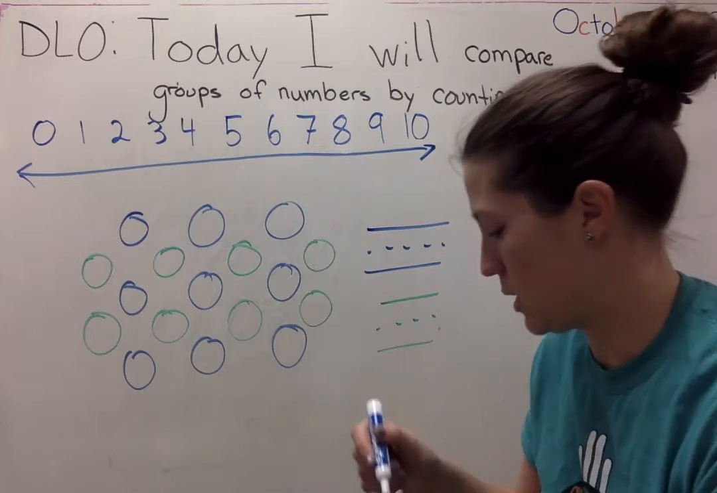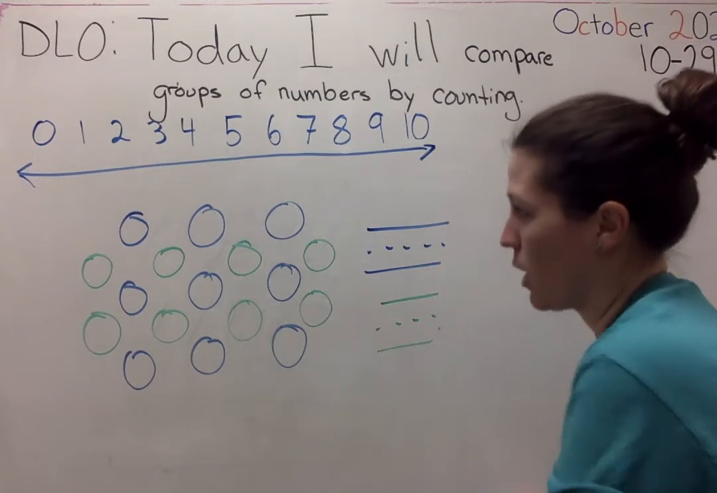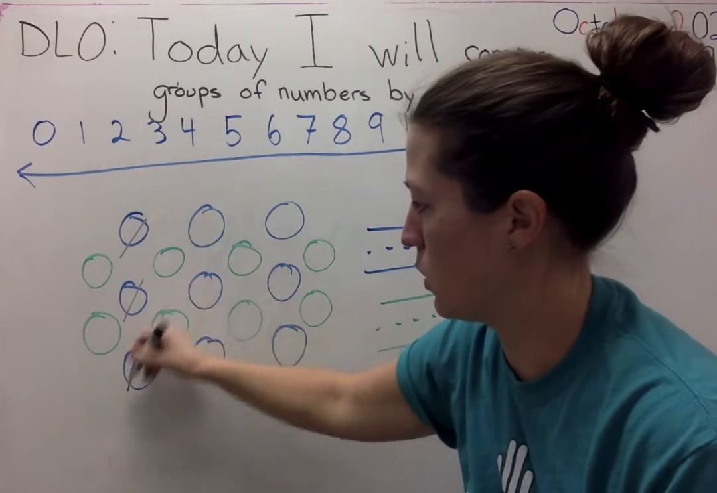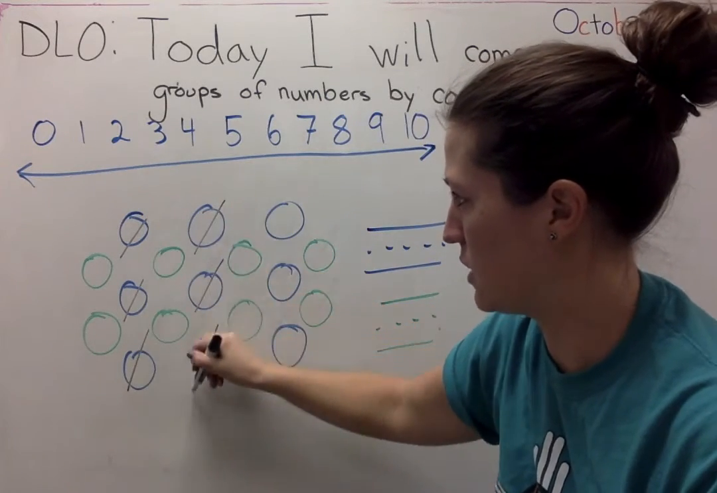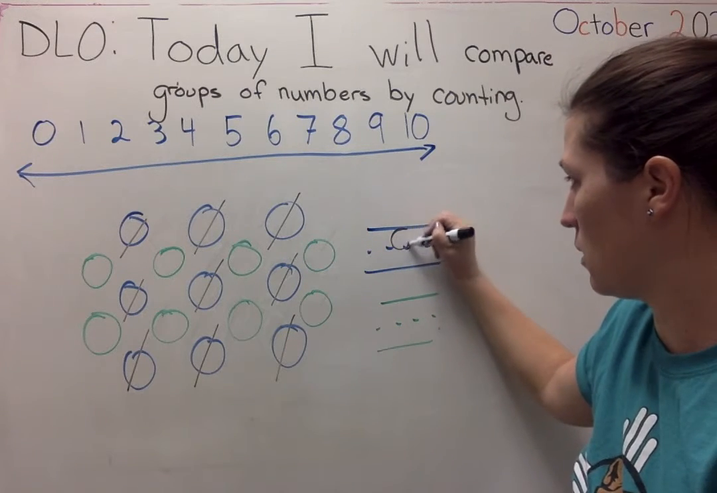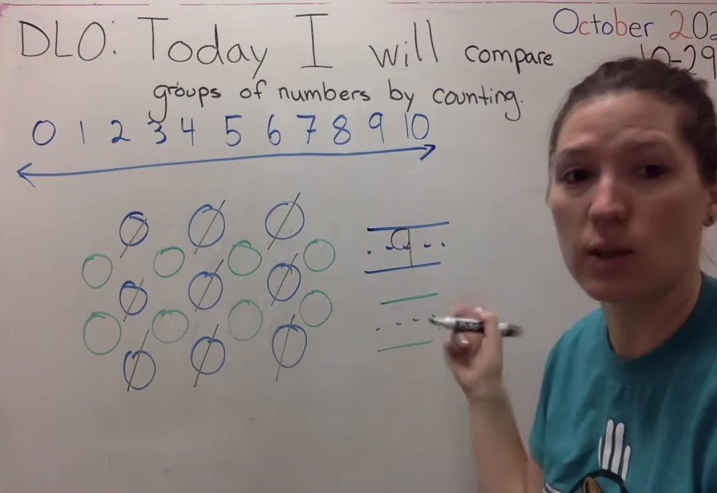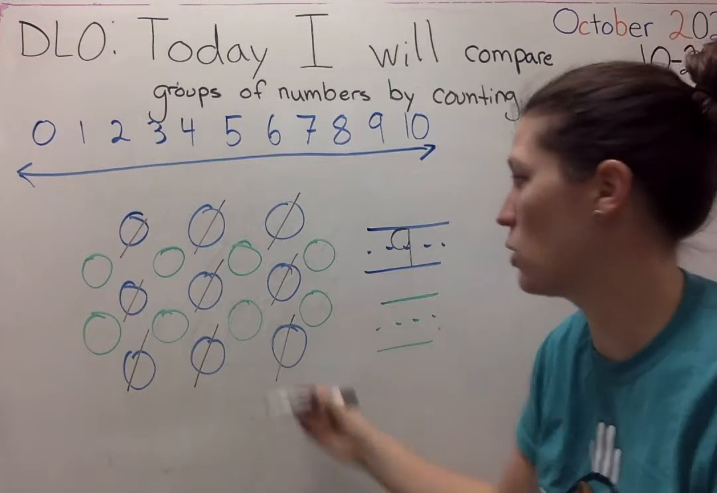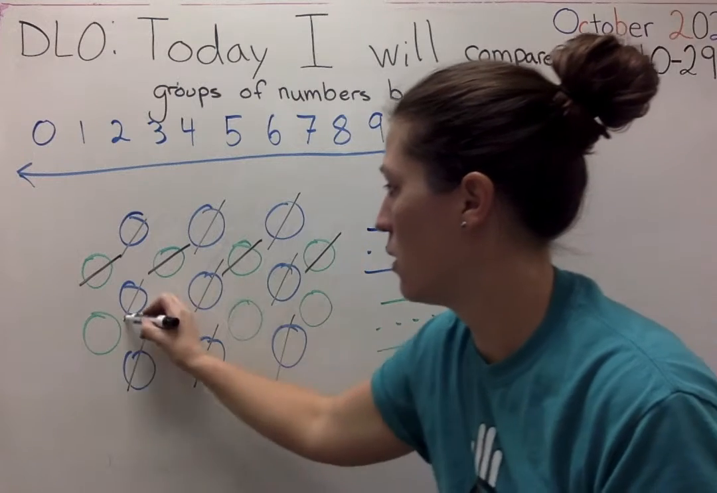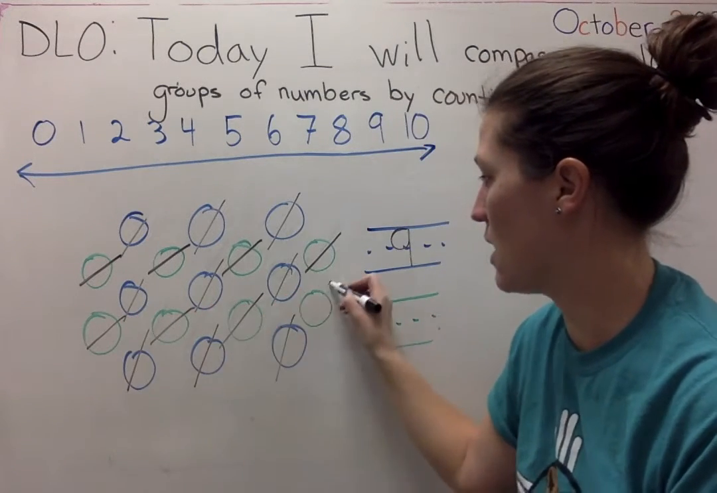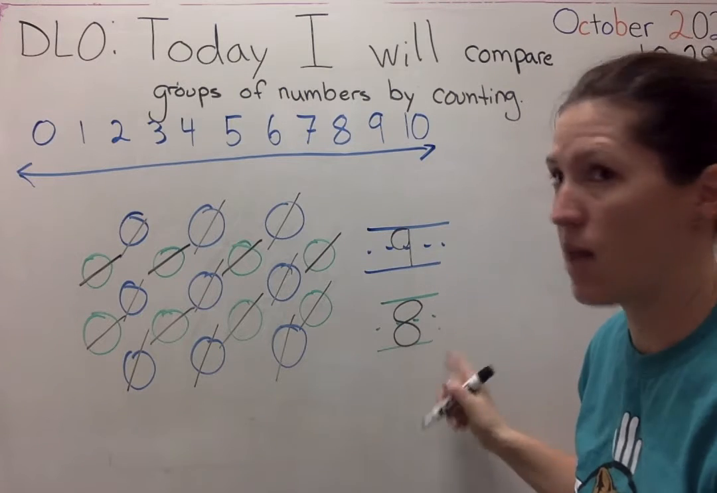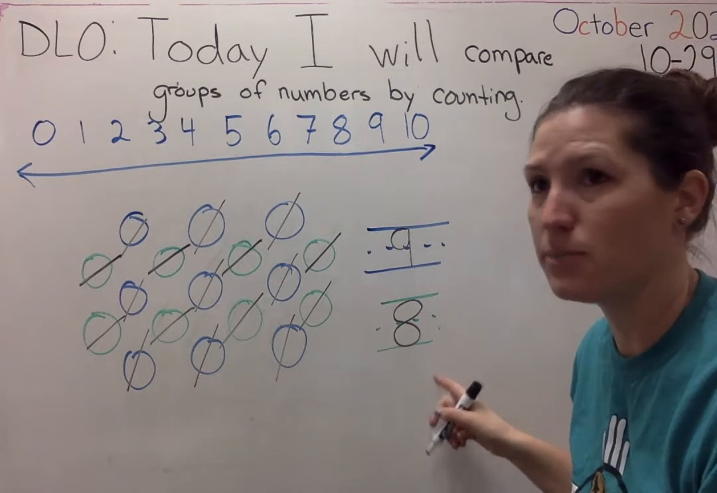We're going to use the crossing out method so we can keep track of our numbers. Start with blue. 1, 2, 3, 4, 5, 6, 7, 8, 9. Make a loop and then a line. That's the way you make a 9. Let's count our green ones. 1, 2, 3, 4, 5, 6, 7, 8. Make an S and close the gate. That's the way you make an 8.